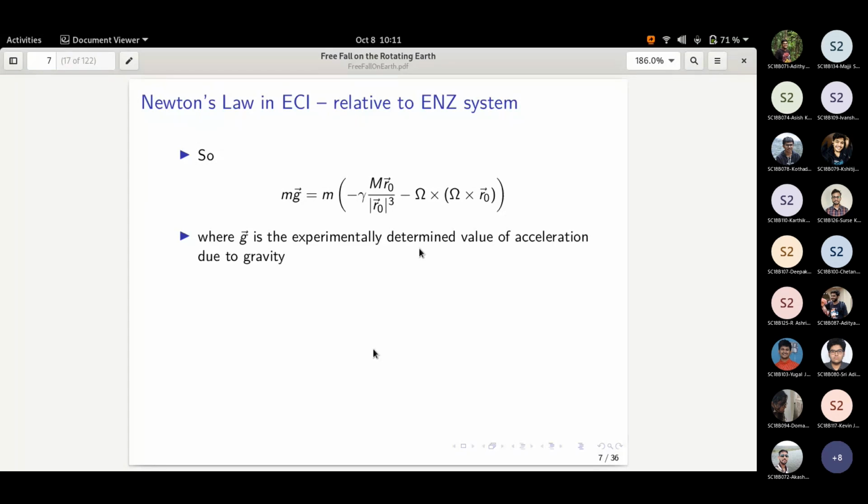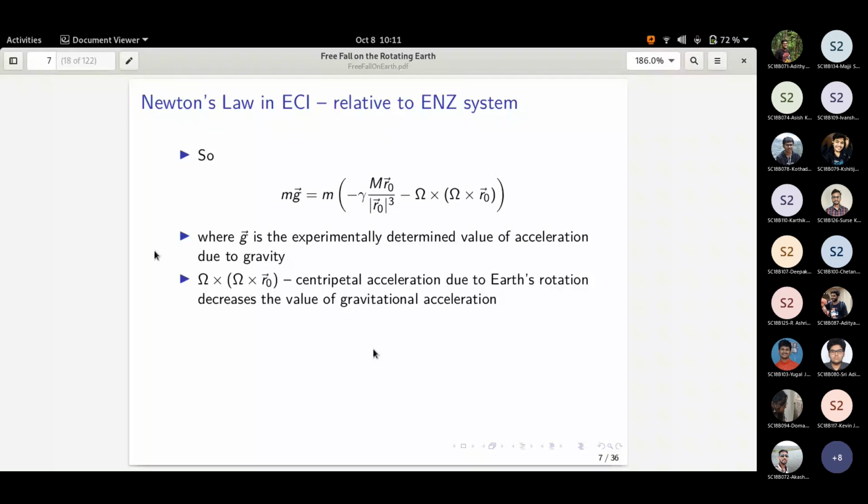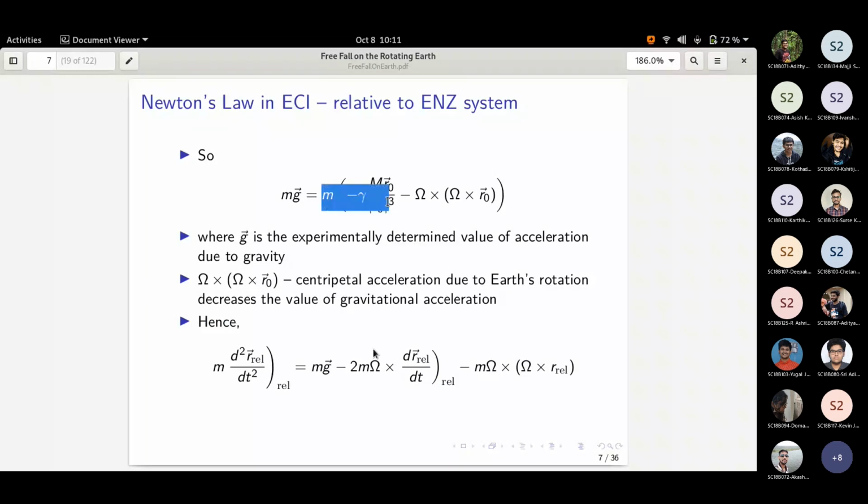So g is your experimentally determined value. Whatever experiments you do in the lab would also include the centripetal acceleration or centripetal force, so it includes the gravitational quantity. The centripetal acceleration due to Earth's rotation decreases the value of the gravitational acceleration. So the overall expression is now this, where mg is your combined expression, what we have given here.